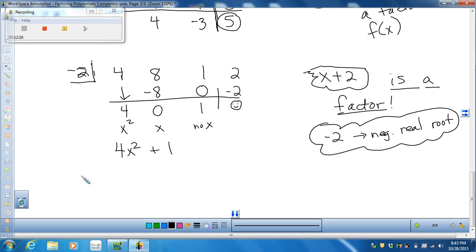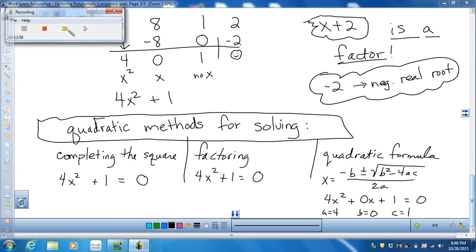Remember, we have basically 3 methods for solving this quadratic now. Once you get it down to a quadratic, you have 3 methods for solving. And if you will take the time to write these down, it will be very beneficial for you. So I'm going to go ahead and pause and give you a moment to copy it down. Alright, so the 3 methods: completing the square, factoring, and quadratic formula.